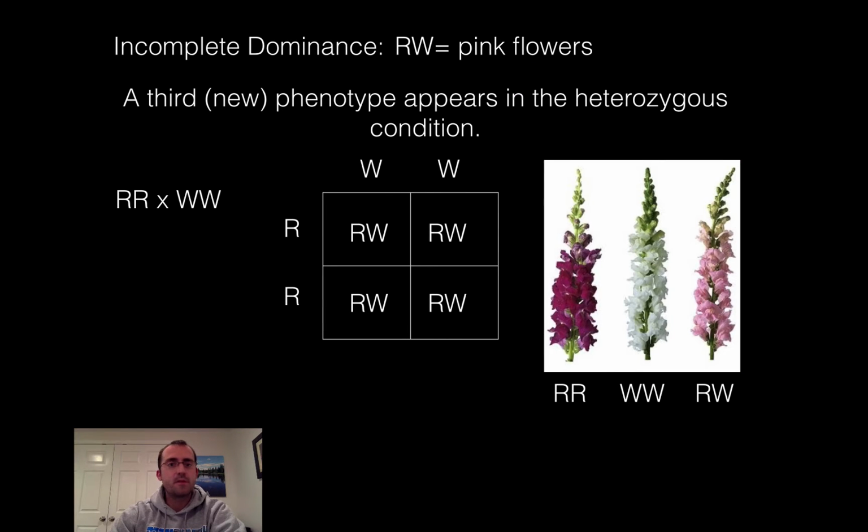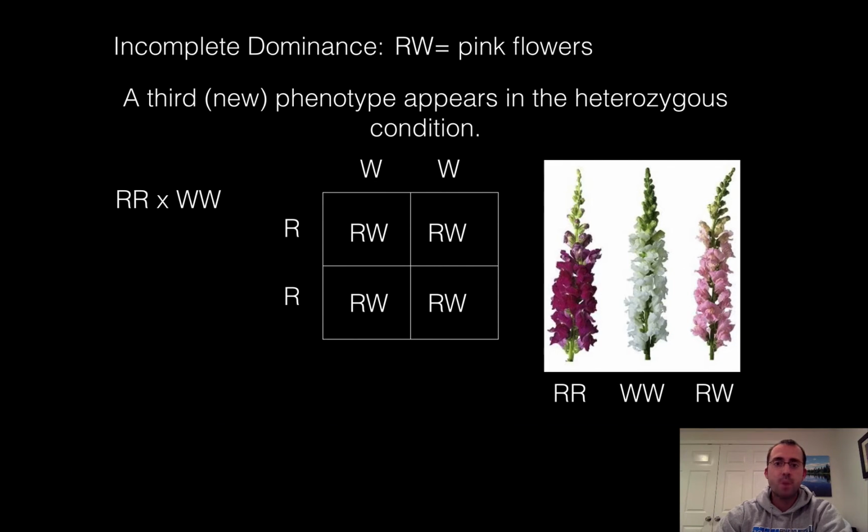A different type of dominance inheritance is incomplete dominance. In this case, we'll use just capital letters. We're not going to use superscripts as we did in codominance. Now in codominance, both alleles are expressed equally, but in incomplete dominance, we get a new third phenotype that appears in the heterozygous condition. And oftentimes it's like a blending of the two traits.